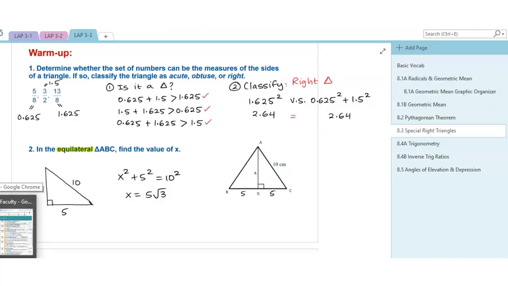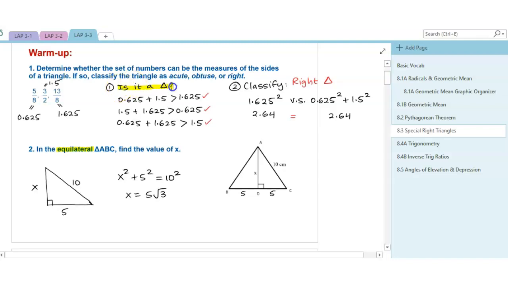Alright, ladies, go ahead and check your work. Make sure you've shown all your steps, especially for number 1. Make sure you have checked to see first, is it a triangle? And then you're going to classify. In case you need some more reference, you can always go back to lesson 8.2. This is what we learned in that lesson, so you can always go back to that lesson to help you out.